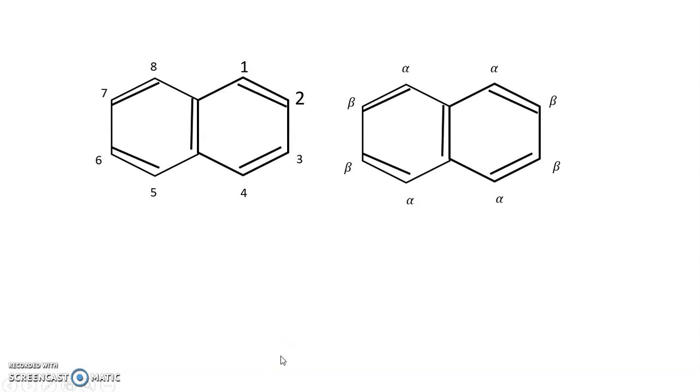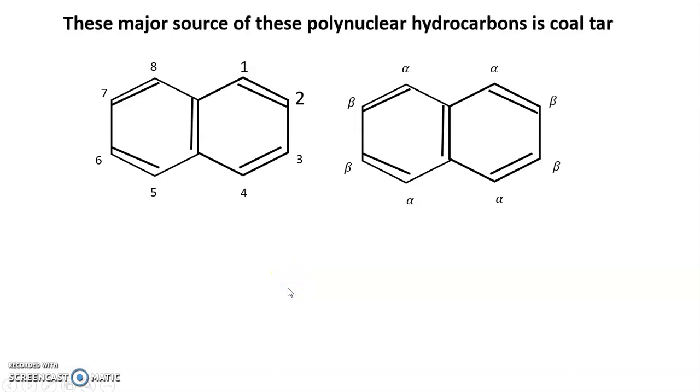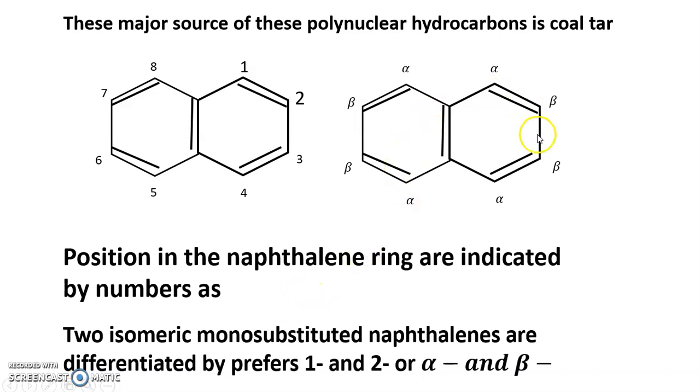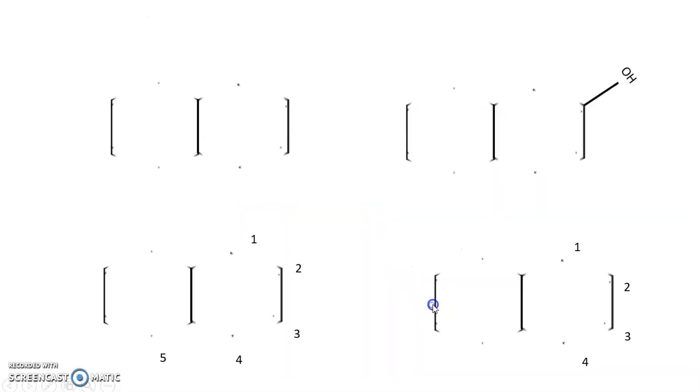The major source of these polynuclear hydrocarbons is coal tar, and positions in the naphthalene ring are indicated by numbers. This way I can write. And two isomeric monosubstituted naphthalenes are differentiated by the prefixes 1 and 2, or alpha and beta. This is the alpha, beta, or 1 to 2.